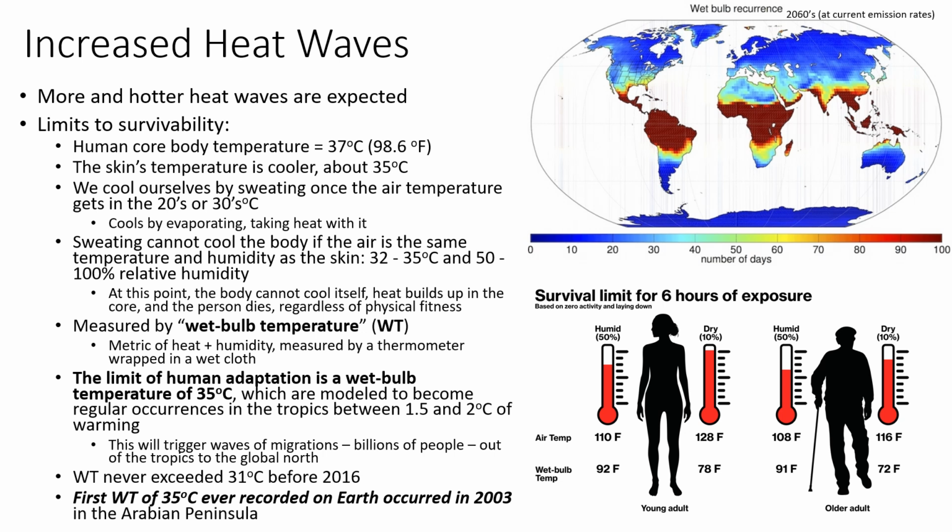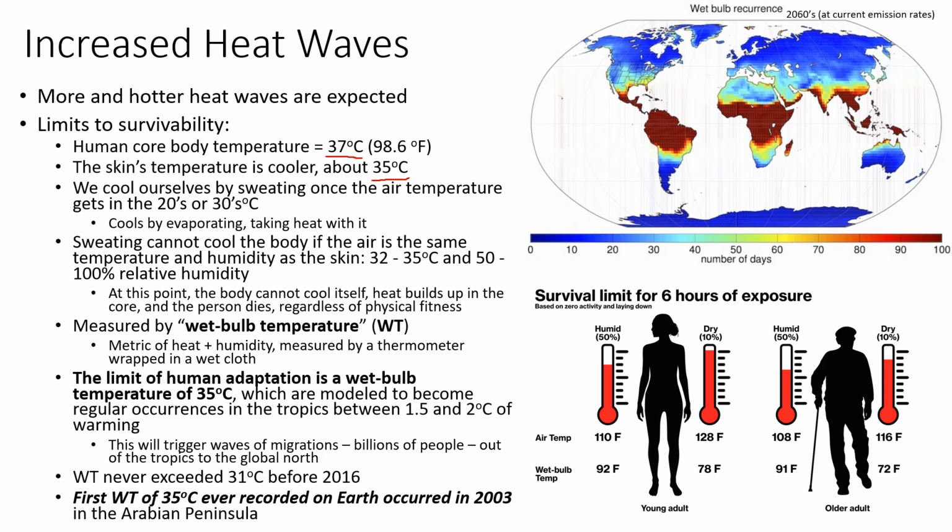So the human core body temperature is about 37 degrees Celsius. You probably know that it's about 98 degrees Fahrenheit, or 98.6 degrees Fahrenheit. The skin's temperature, though, is cooler. It's about 35 degrees Celsius. So our skin is cooler than our core body temperature. We cool ourselves by sweating, and depending on a person's physiology, that could start once the temperature gets into the 20s or the 30s. Some people will sweat at lower temperatures than others. Some people are just sweatier people.